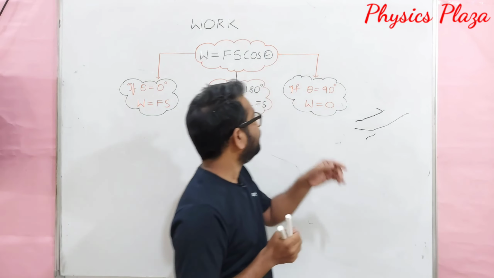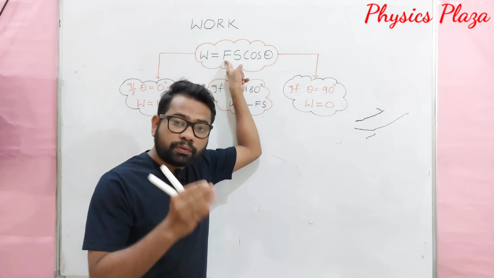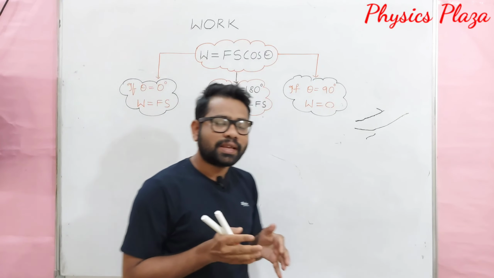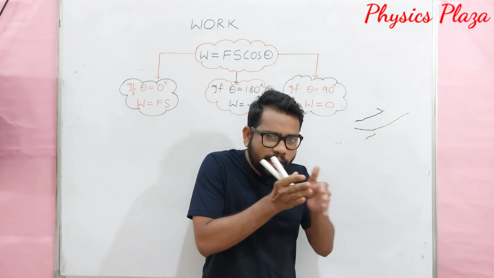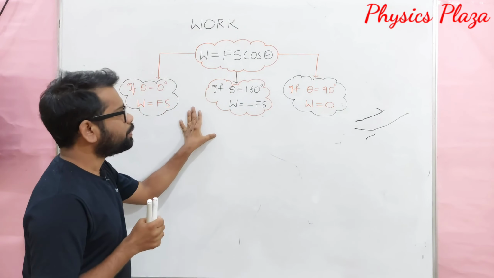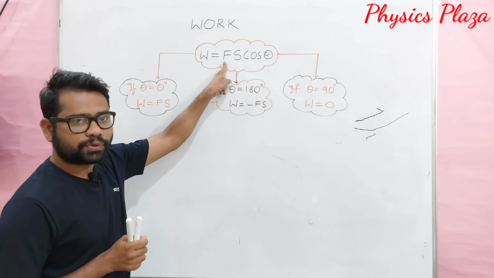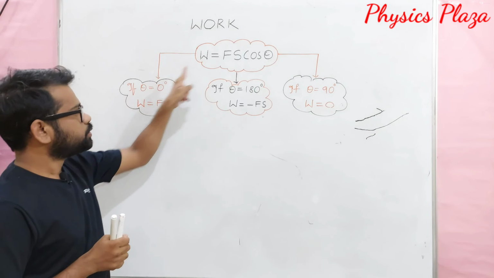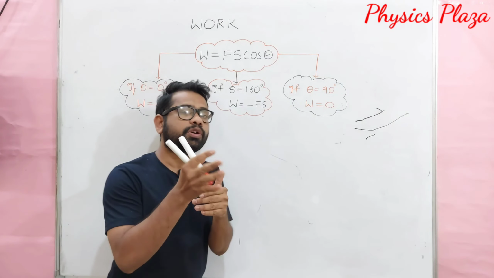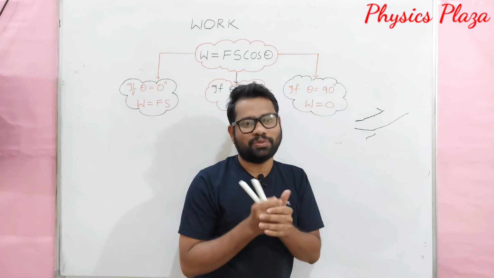So in that case we get W = Fs cos theta. Children, F is the magnitude of force, S is the magnitude of displacement. What is theta? Theta is the angle between force and displacement. If the body is displaced in the direction of the applied force, then theta will be 0, so cos 0 will be 1. So W = Fs, that is, work done is positive. When the body is displaced in the direction of applied force, work done is positive.